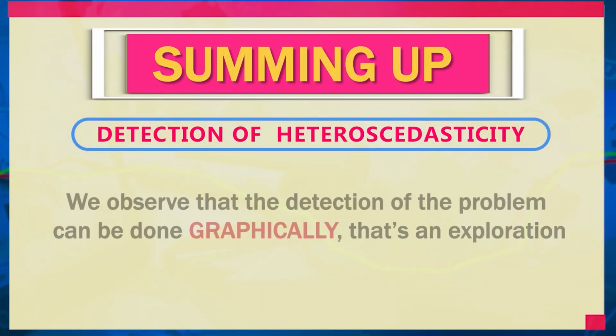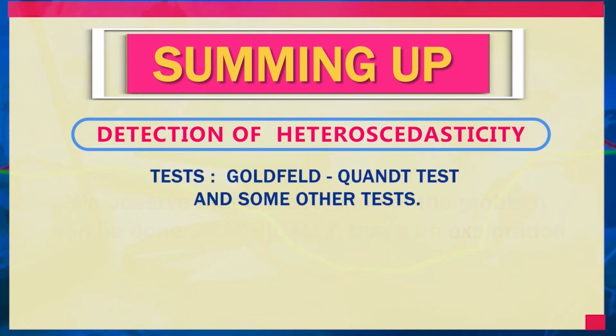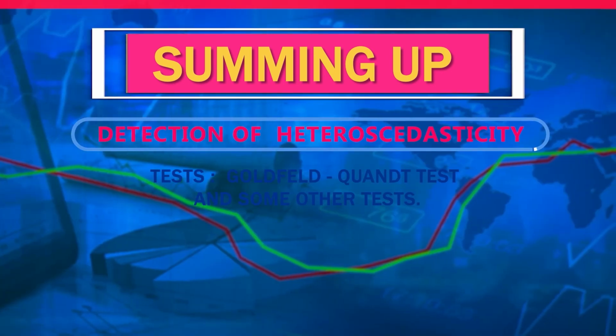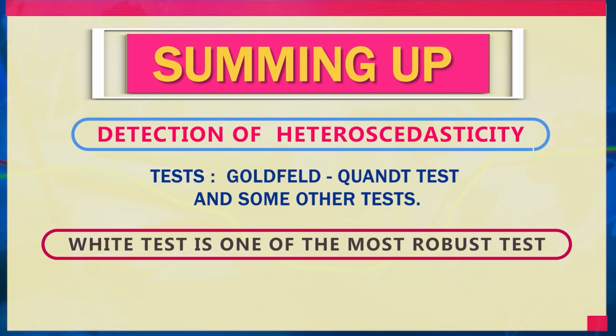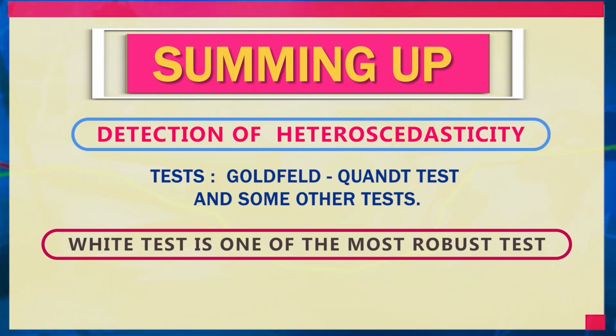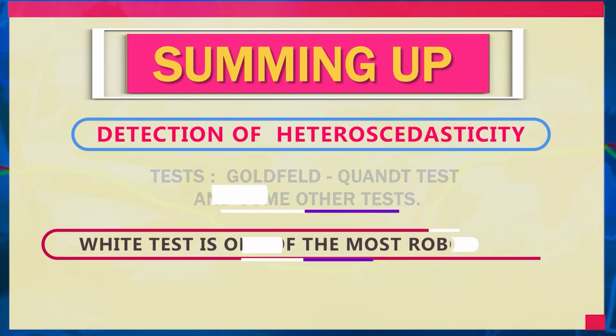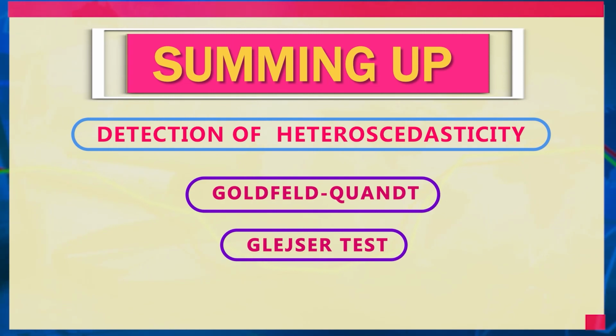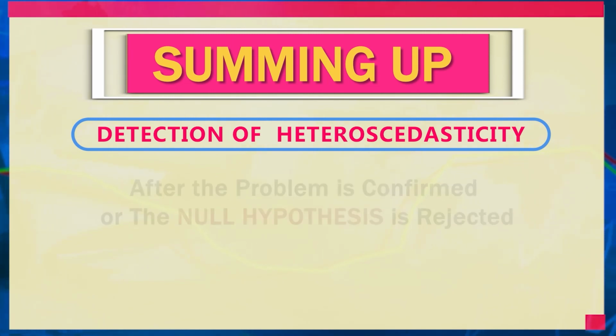So to sum up the discussion in this module, we observe that the detection of the problem can be done graphically. That's an exploration. But after that, we need to conduct some test, where the Goldfeld-Quandt test is the most convenient way to do it. But the White test is one of the most robust tests, which is advantageous over the two tests, the Goldfeld-Quandt and the Glejser test, which calls for the confirmation of the problem.